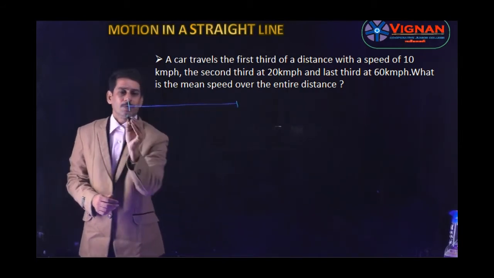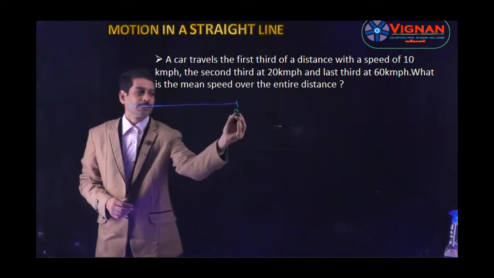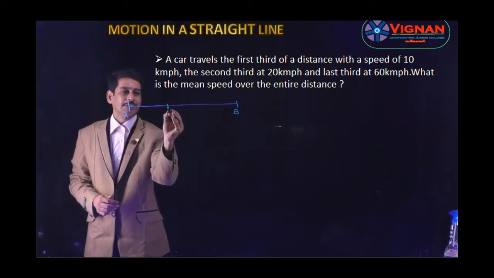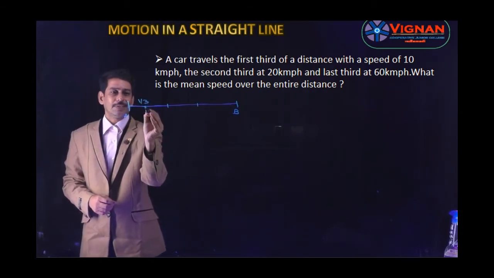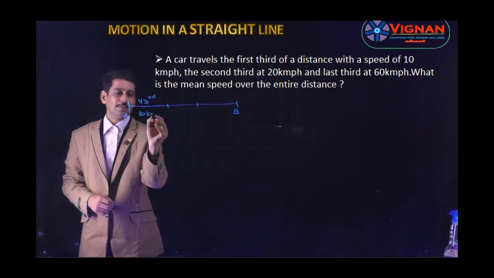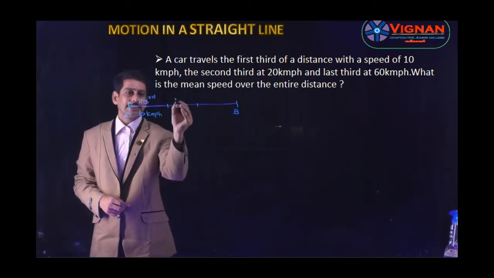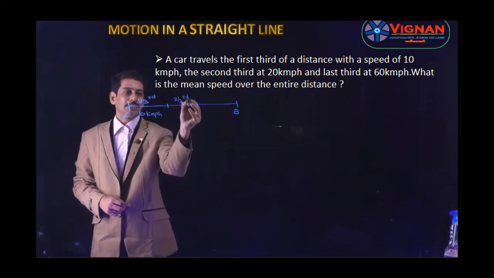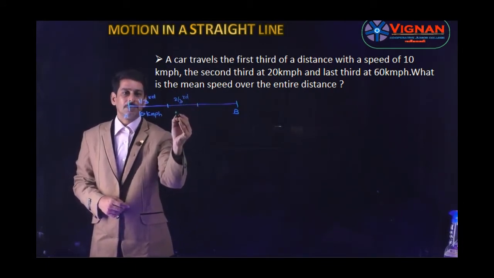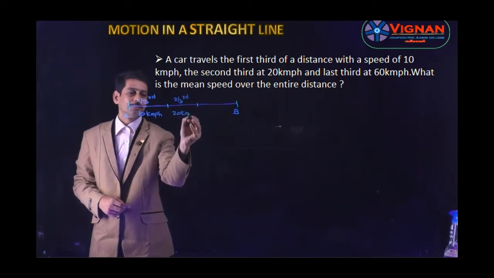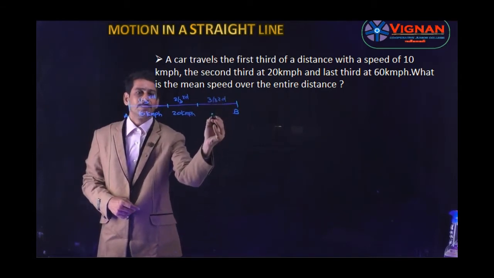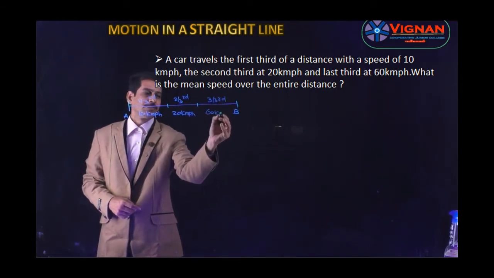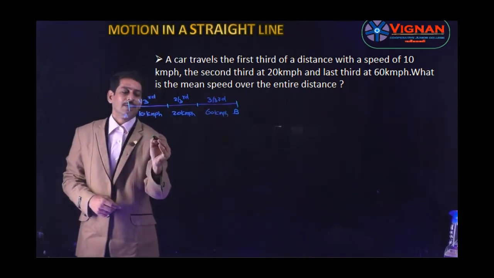So it is traveled from A to B. Let us consider this is the first one third, this is the second one third, and this is the last one third. The first one third is traveled with a velocity of 10 km per hour, whereas the second one third is traveled with a velocity of 20 km per hour, and the last one third is traveled with a speed of 60 km per hour. So we are asked to find the average speed.